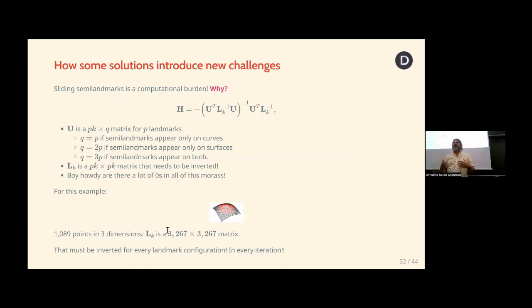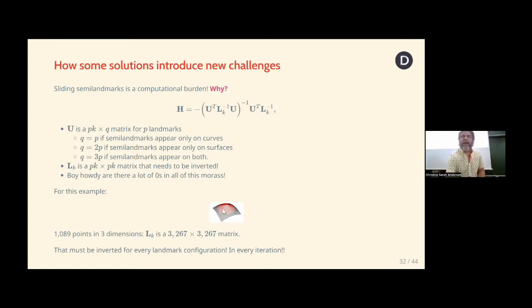But semi-sliding landmarks are a huge computational burden. There's that equation again that I talked about, and I'm going to talk a little bit more about each of the parts. That U matrix is a PK by Q matrix, where Q is either equal to P if you've got sliders on curves, or equal to 2 times P if you have a surface, or 3 times P if you have both, where P is the number of landmark points, which might be thousands. There's that Kronecker product of the bending energy matrix again. And as you can see here, that matrix needs to be inverted. I don't know if you ever tried to invert large matrices. Not a fun thing to do. It takes time, lots of computation involved.